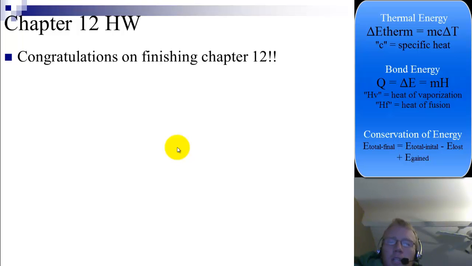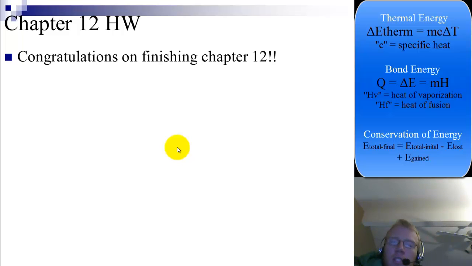Number 2, bond energy. You can tell bond energy is present by looking at changes in state. That means liquid to gas, or liquid to solid, or sublimation. I guess it could go gas straight to solid. Anytime the state changes, then you're going to have bond energy, and your formula is change in bond energy is mH, where m is the mass and H is the heat of vaporization or the heat of melting, which you can look up in the tables on page 318 and 324.